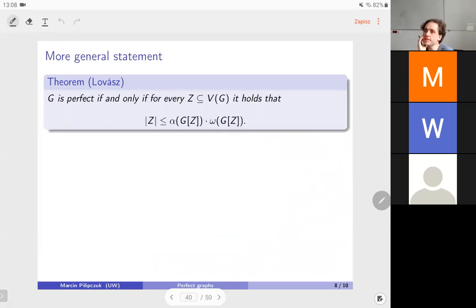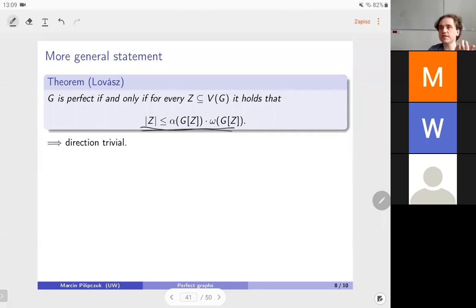Namely, I will prove to you that the graph is perfect if and only if for every induced subgraph you have got the inequality: the size of the subgraph is at most alpha times omega. So let's look at this statement once again. If a graph is perfect, then every induced subgraph you can color with omega colors, and every color class is of size at most alpha. So this inequality is trivial for perfect graphs, because every induced subgraph you can color with omega colors, with each color class of size at most alpha.